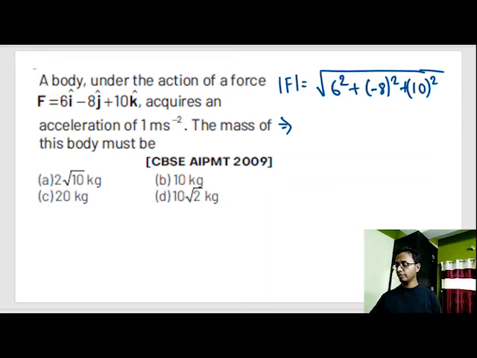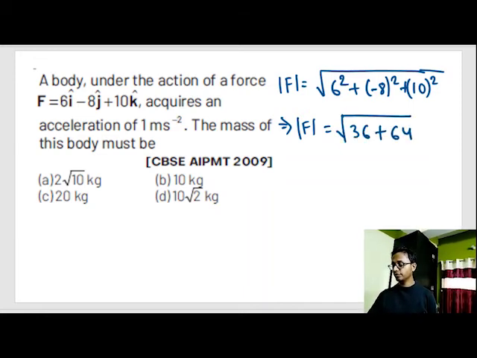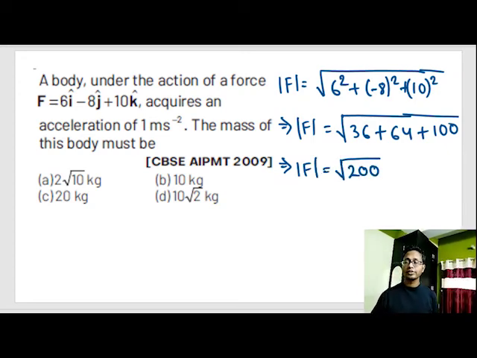Or 6 square plus 8 square plus 10 square. Our thing comes to 6 square is 36, 8 square is 64 and 10 square is 100. So 64 plus 36 is 100, plus 100 is equals to square root of 200. Square root of 200 is nothing but 10 root 2. How? 100 into 2, square root of 100 is 10.